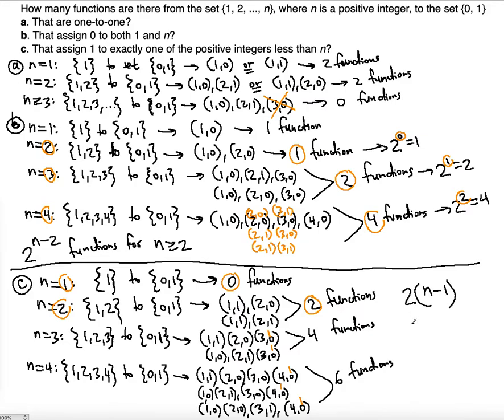And now let's check if this formula 2 times n minus 1 works for these 2 other cases that we checked. So when n is equal to 3, you get 4. So check 3: 3 minus 1 is 2. 2 times 2, 4. Bingo, it works. Now let's check the last one. When n is equal to 4, you get 6 functions. 4 minus 1 is 3. 3 times 2, 6. Bingo, so it works. So that's the answer: 2 times n minus 1 functions for all n greater than or equal to 1.